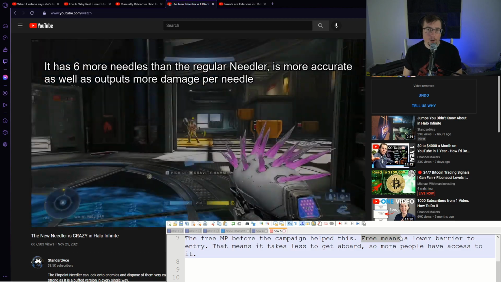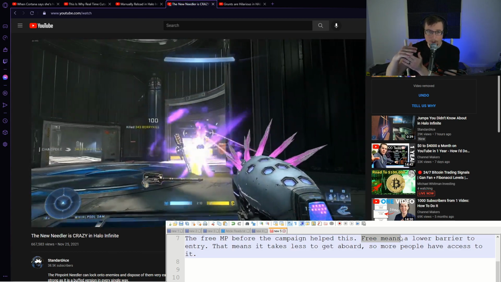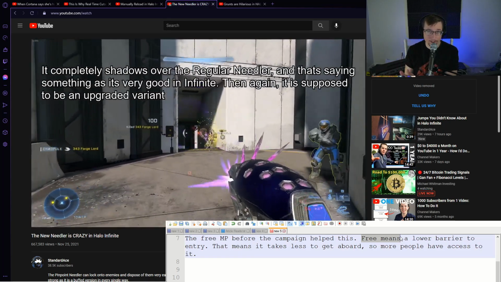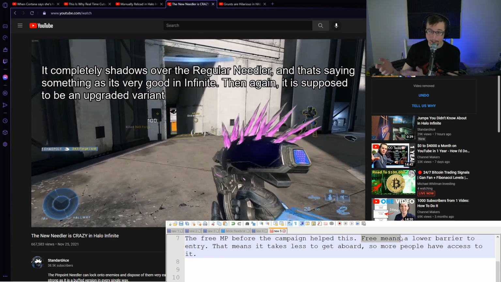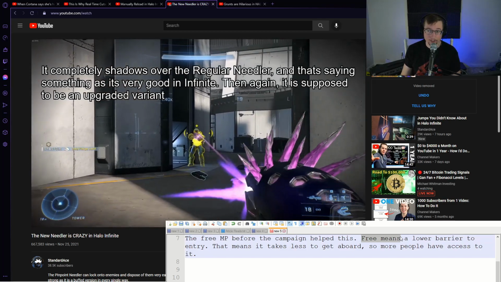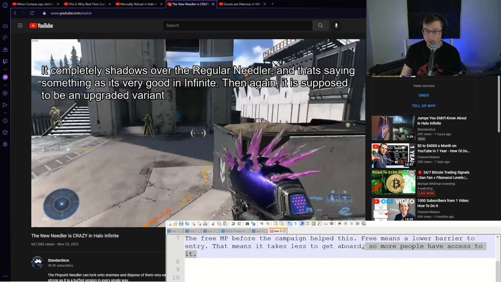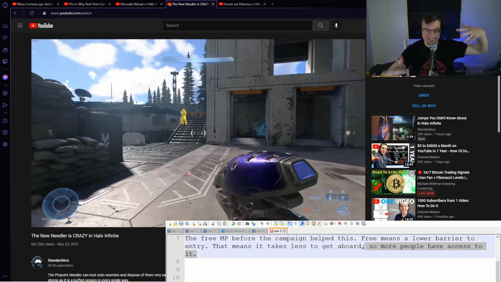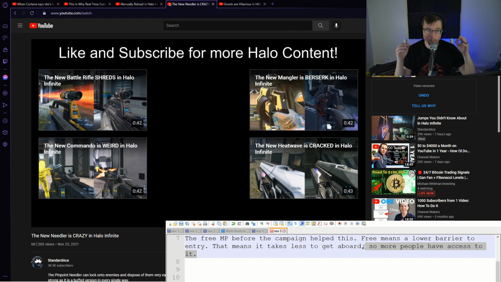What's that mean? Well, a barrier of entry is how long and how much it takes to get into something. So if you have a low barrier to entry, you can get in easier, being free, than if it cost $60 for a new game. This meant that more people had access to it and could generate more masses of people and players and hype around the game.